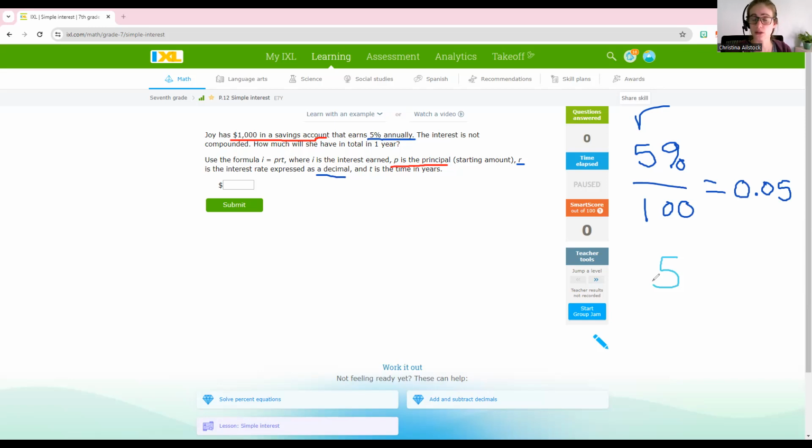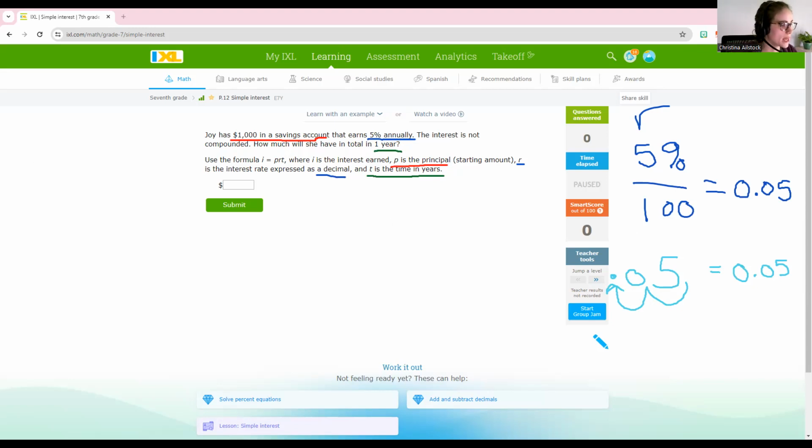Or if you want, you can recognize that dividing by 100 is the same thing as moving that decimal point 2 places, and it would put it right here, giving us that same answer as before, 0.05, because we'd have to put a 0 in here as a placeholder. All right, now if we go back to our original problem, the next piece of information we need is T, time in years, and it is after 1 year.